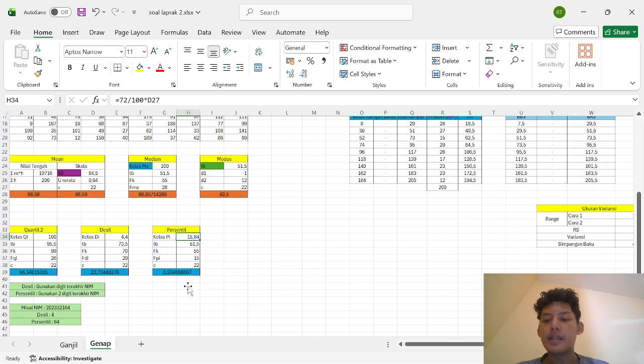Let's calculate the deciles. The deciles divide the data into 10 equal parts. The calculation process is almost the same as the quartile. First, determine the decile position using the formula with the total multiplied by the decile number divided by 10. Then determine the class using the cumulative frequency. Then the decile value is calculated using the group data formula.